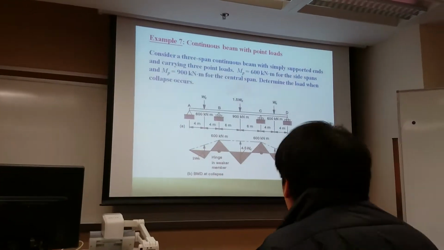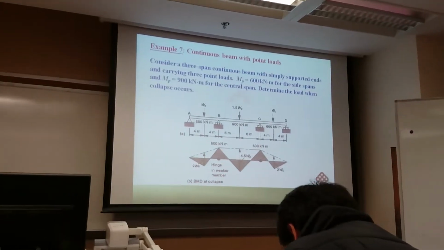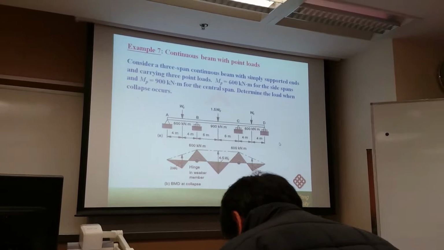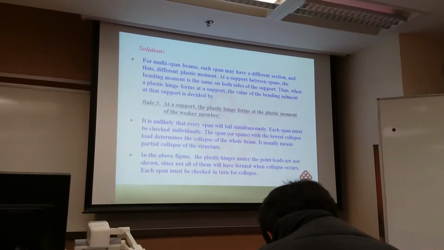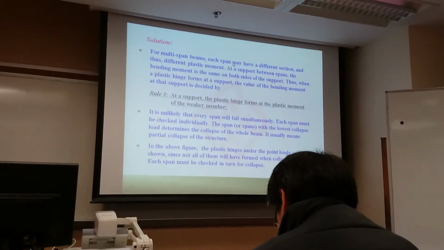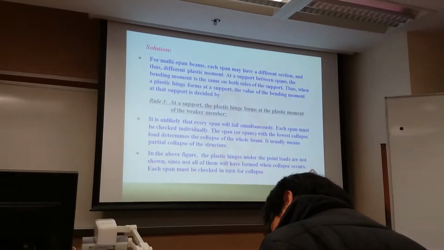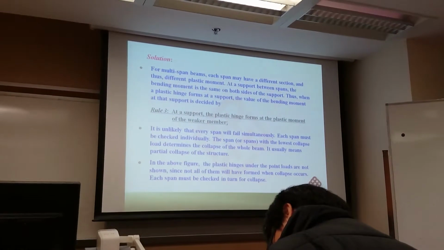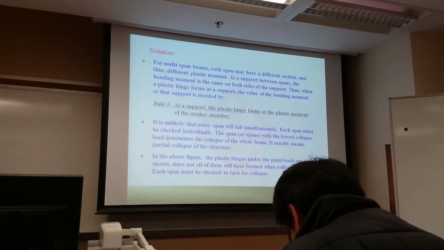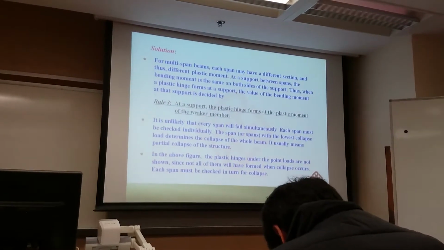So this is a 3-span continuous beam. We have 3 external forces, and then we do plastic analysis. For a multi-span beam, each span may have a different section, so there will be different plastic moments for different spans. The first span may have a different plastic moment from the second span.